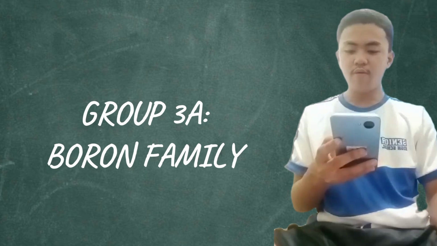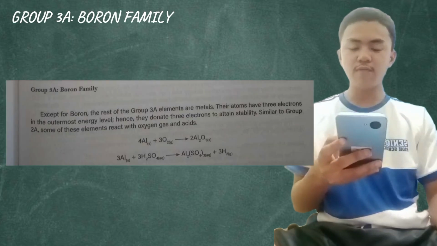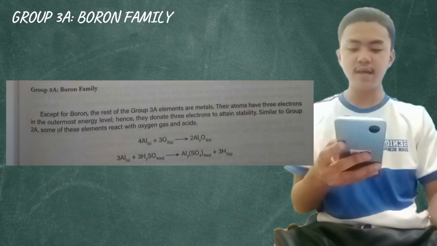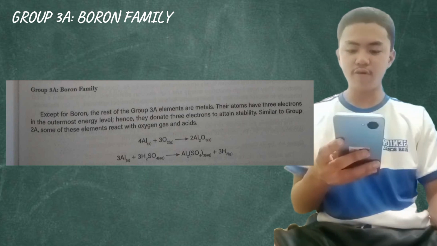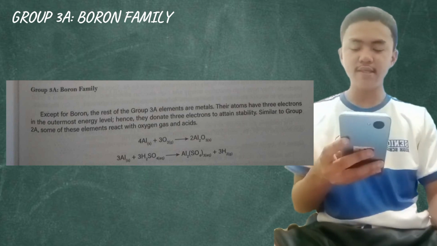Group 3A, boron family. Except for boron, the rest of group 3A elements are metals. Their atoms have 3 electrons in the outermost energy level. Hence, they donate 3 electrons to attain stability. Similar to group 2A, some of these elements react with oxygen gas and acid.